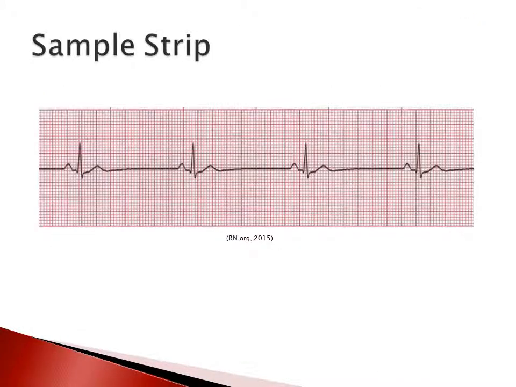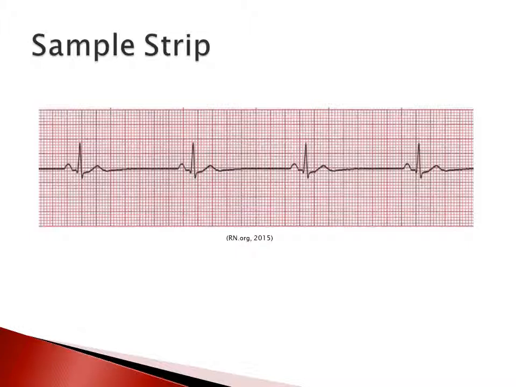So let's practice again. Marching out our distance between our P waves on the strip, we can see that they're all an equal distance apart. So that tells us that we have a regular rhythm. And our rate, based on the number of QRS complexes times 10, gives us 40 beats per minute.